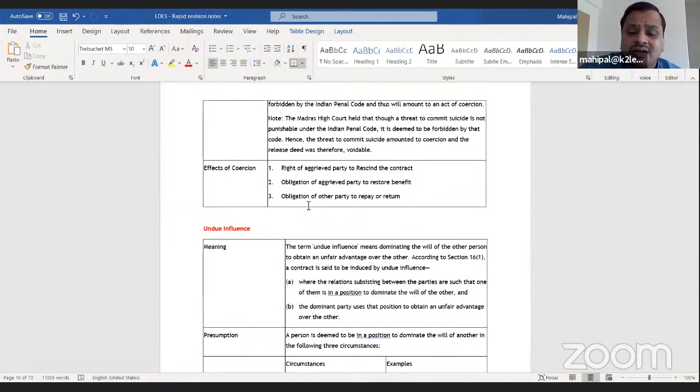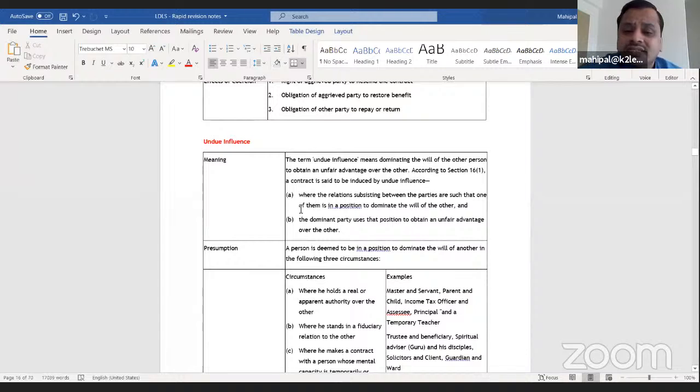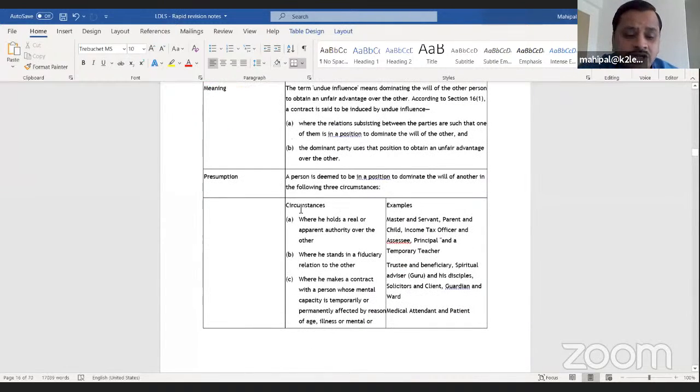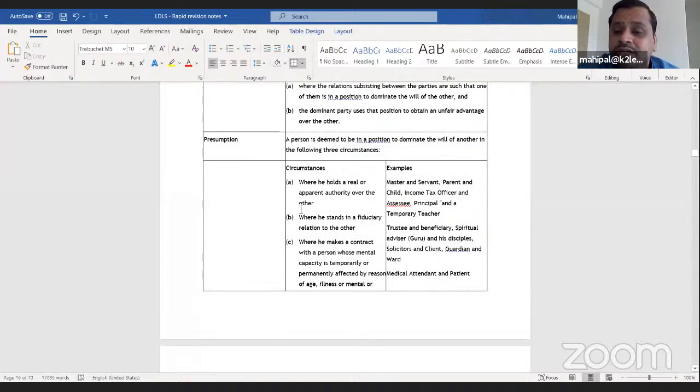Second, these are the circumstances under which the presumption of domination of will comes into the picture. Number one, where the person holds real and apparent authority, which means direct or indirect control, such as a master and a servant. Number two, where the party stands in a fiduciary relationship, which means a relationship of trust and confidence.